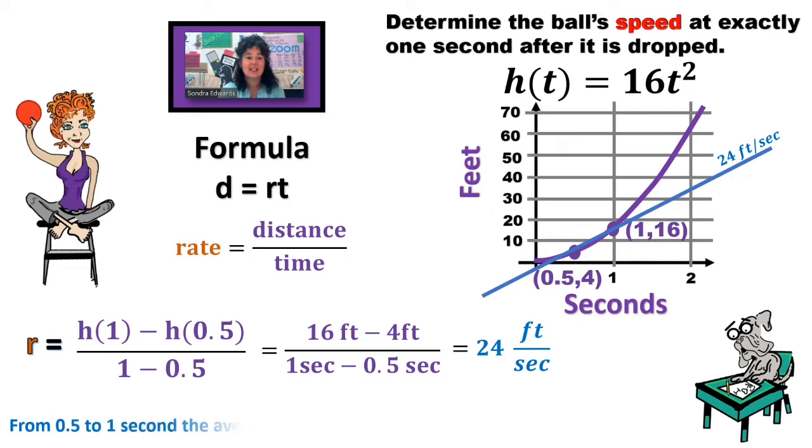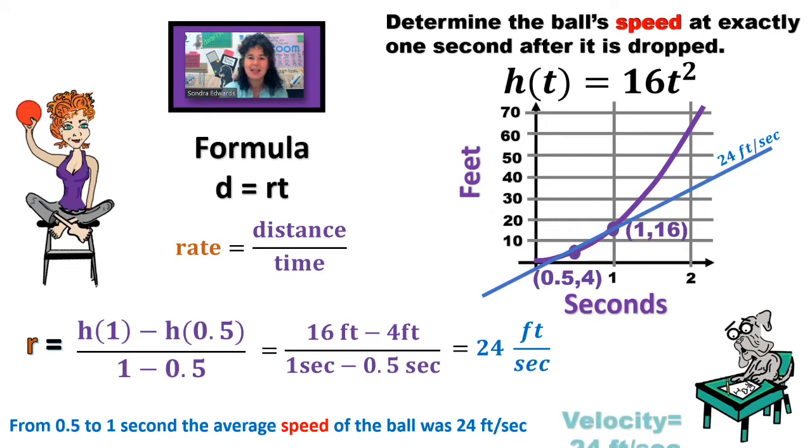This is from 0.5 seconds to 1 second, the average speed of the ball. And this again is an underestimate because by the time we get to 1 second, it's going the fastest. So then we've just found the average speed from a half a second to 1 second. So we do know, though, that it is greater than 24, and we used to only know it was greater than 16. Just a reminder, the velocity of the ball is negative 24 feet per second because it's falling.